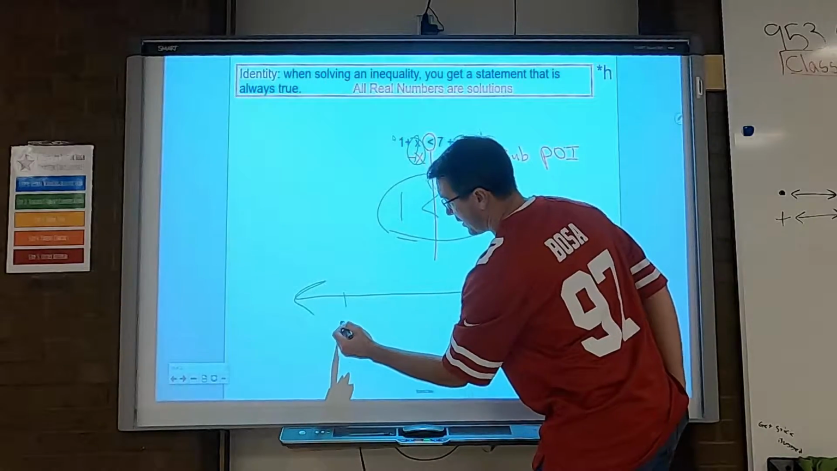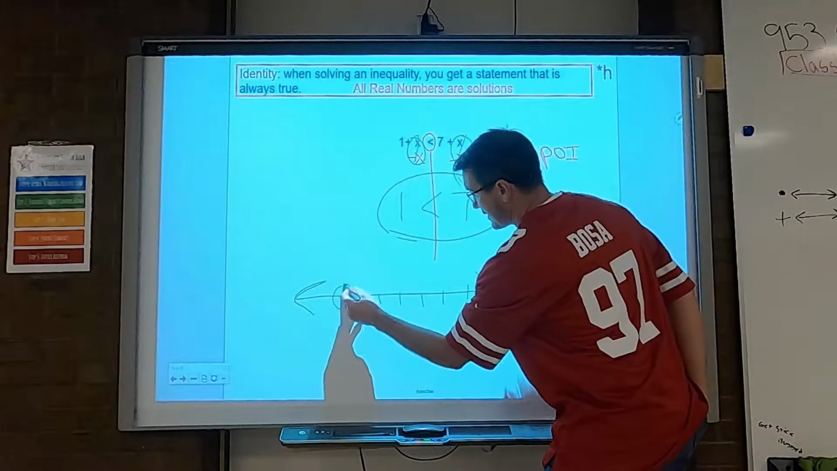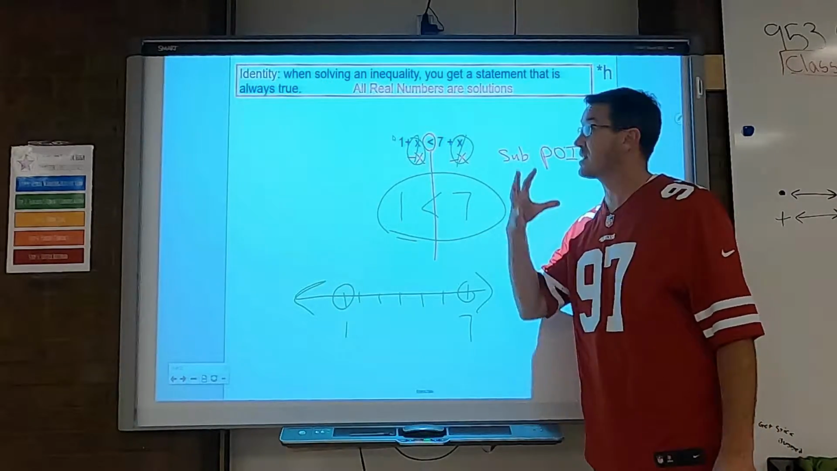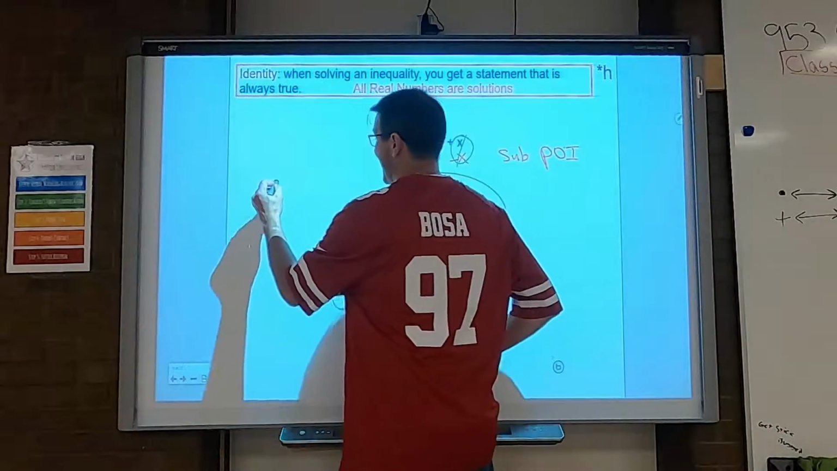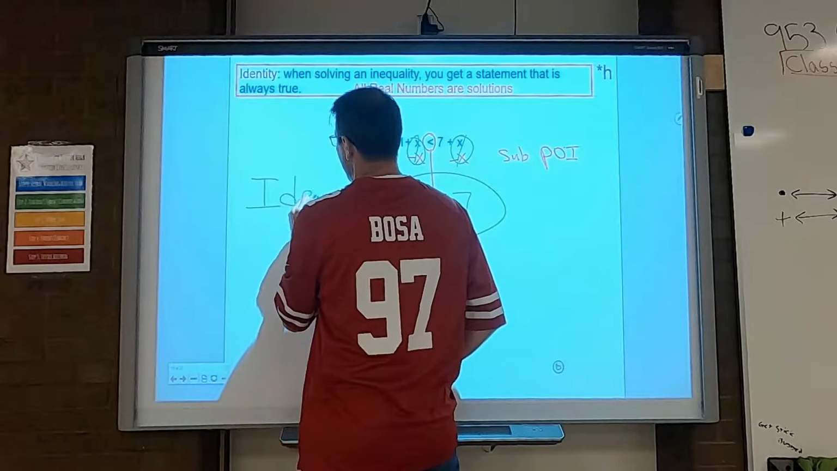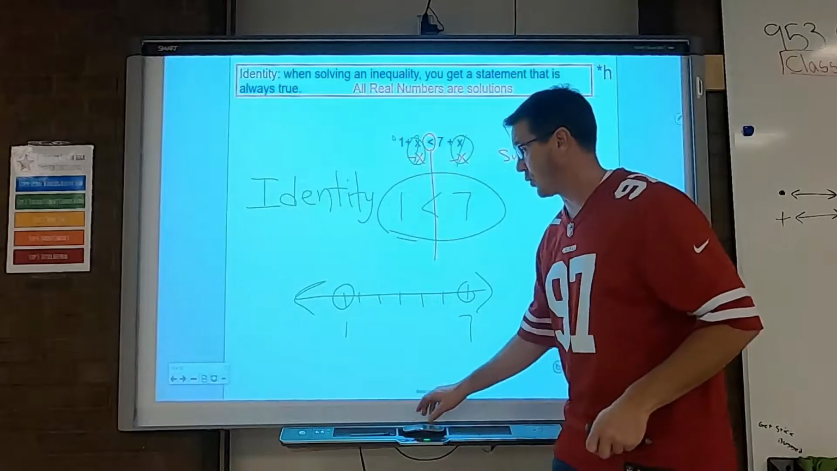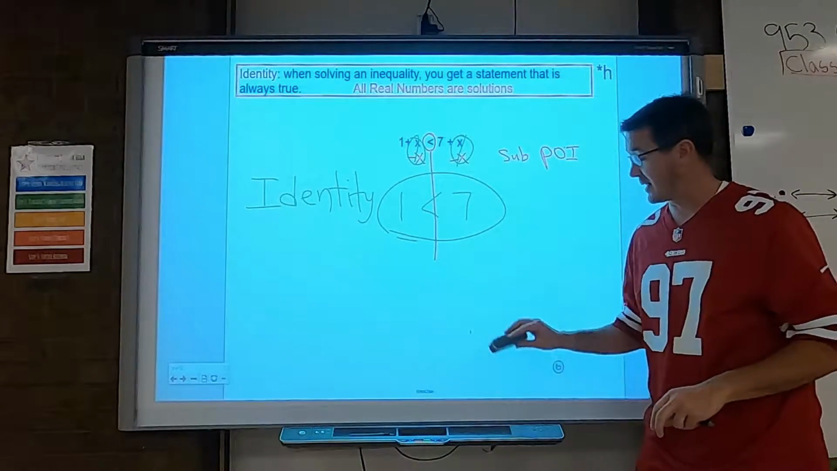And here's the 1, right? 2, 3, 4, 5, 6, 7. 1 is to the left of 7, and less is left, so 1 is less than 7. This is a true statement. So what we call this is an identity. An identity lets us know that any number that I substitute in for the value of x will give me a true answer.